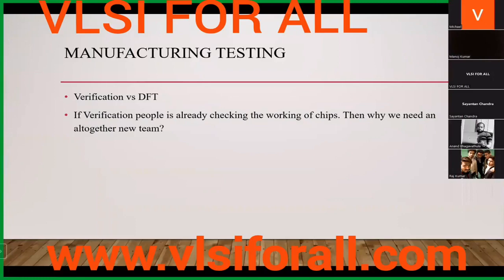But verification is actually testing the functional paths, right? They don't need to add any extra logic during their testing. Only the DFT people are actually adding the extra logic. And if we could do our testing without adding any extra logic, that would be the best part. But still we need DFT.